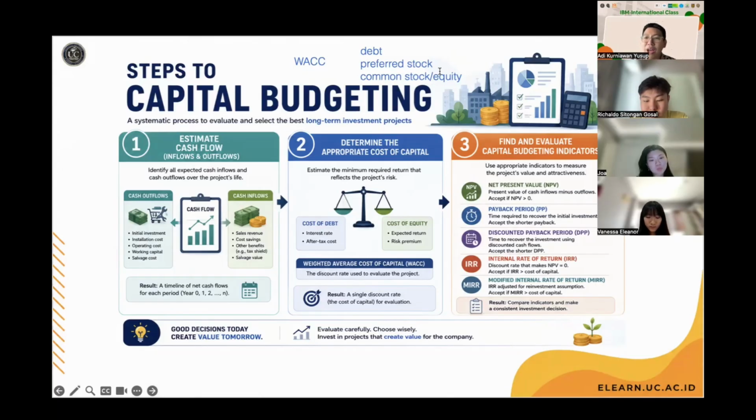Okay, now how to evaluate the project? There are several indicators here. The first one is NPV, net present value. The second one is payback period. The third one is discounted payback period. The fourth one, IRR. And the fifth one is modified internal rate of return or MIRR. Okay, so it will be better for you to calculate all of these to determine whether you should accept or reject the project.